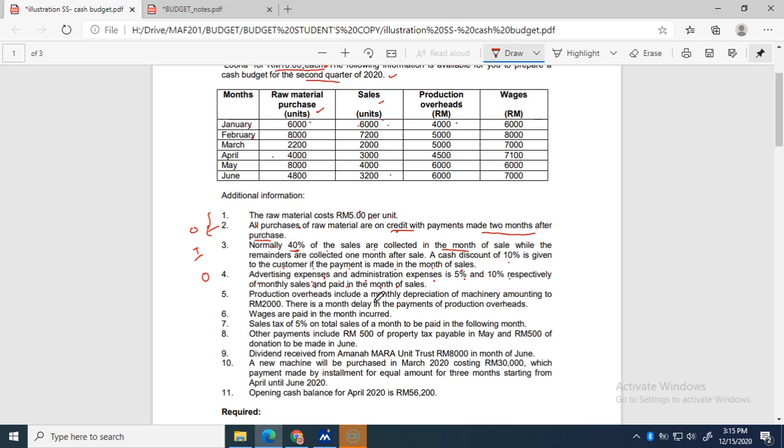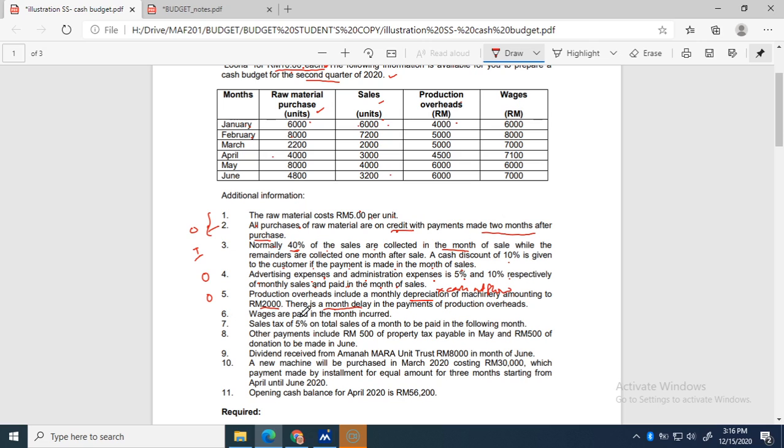Number 5, production overheads include monthly depreciation of machinery amounting to 2,000. So production overhead is an expense, it is a cost, but there are 2,000 depreciation. Depreciation, even though it is an expense, has no cash outflow. So that means we have to minus the 2,000 from production overhead because no cash outflow for depreciation. The production overhead is paid a month delay. So that means January production overhead will be paid in February. Okay, so this is cash outflow.